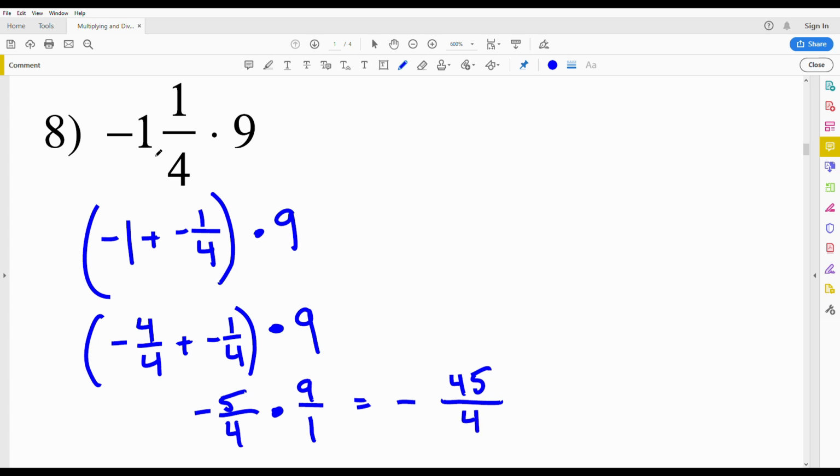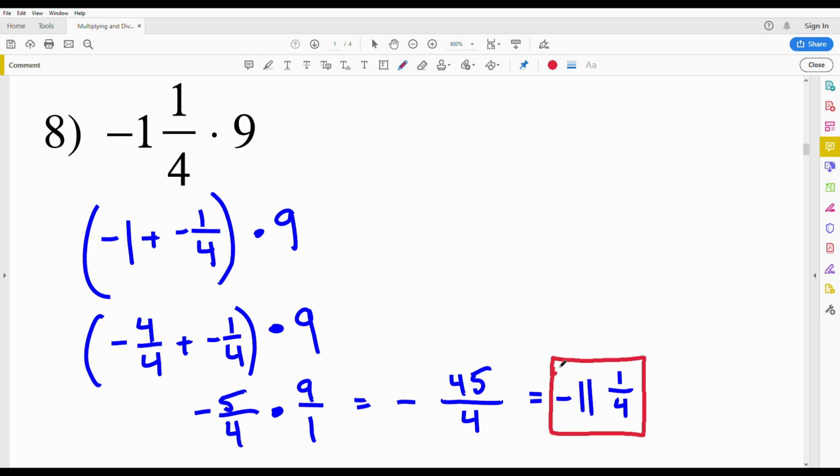Now I started again with a mixed number here, so I got to keep it as a mixed number. How many times does 4 go into 45? Well, I know that 4 times 11 would be 44, so 4 goes into negative 45, negative 11 times with a remainder of 1. So negative 11 with a remainder of 1, because 11 times 4 would be 44, but we still need one more to get to 45. So negative 11 and 1/4. That's my solution in number 8.